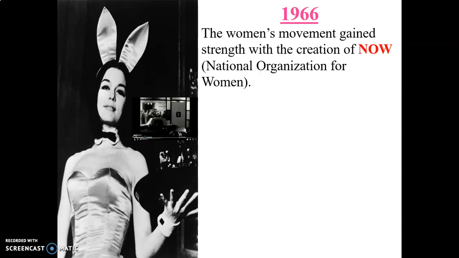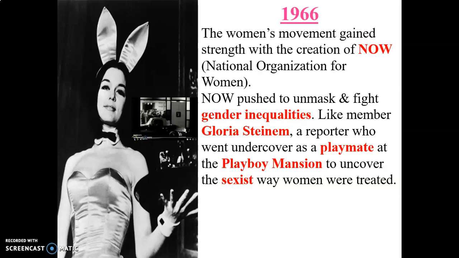In 1963, the women's movement gained strength with the creation of a political organization called the National Organization for Women, also referred to as NOW. NOW pushed to unmask and fight gender inequalities. Yes, we say that we have equal rights and women and men are equal, but in reality that was very different. And NOW pushed to show those gender inequalities, how women and men were not being treated equally.